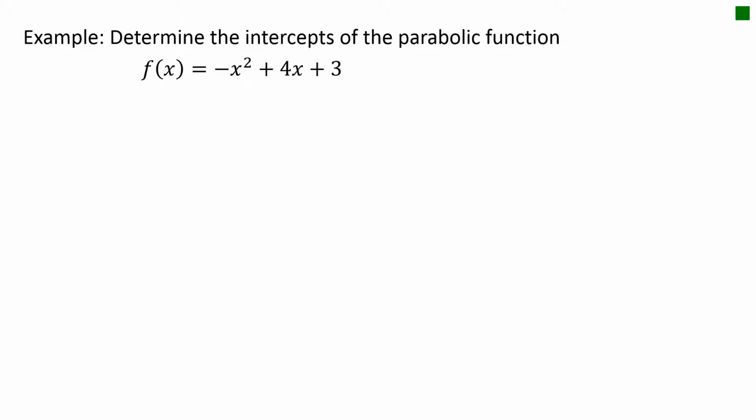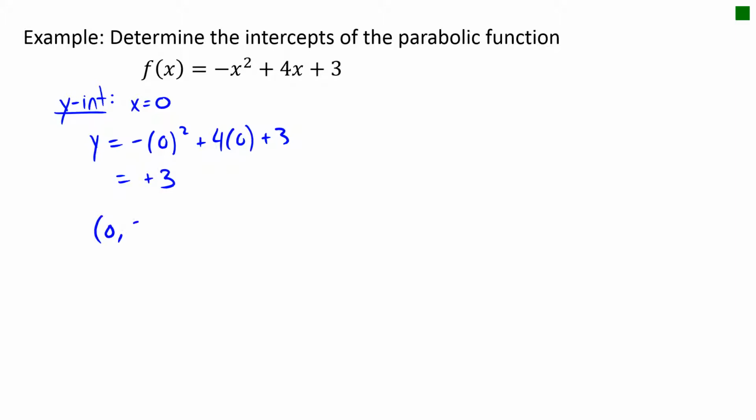So here's an example of how to find the intercepts of a parabolic function or a quadratic function. Let's start with the y-intercept, because this is always going to be the easiest intercept to find. For the y-intercept, x equals 0. Which means y is equal to, just insert 0 into the equation wherever x is, and we get y equals 3. So the y-intercept is x equals 0, y equals 3.